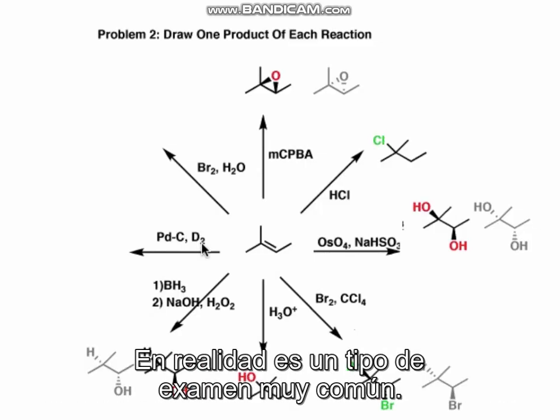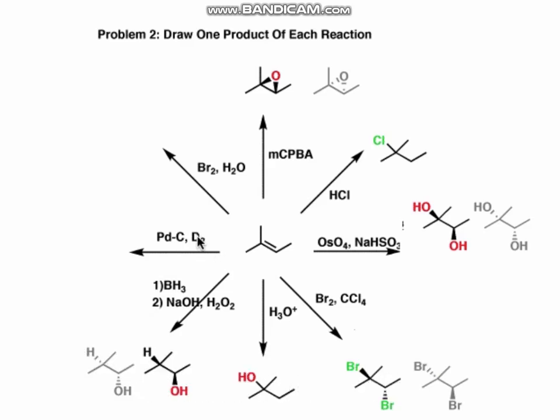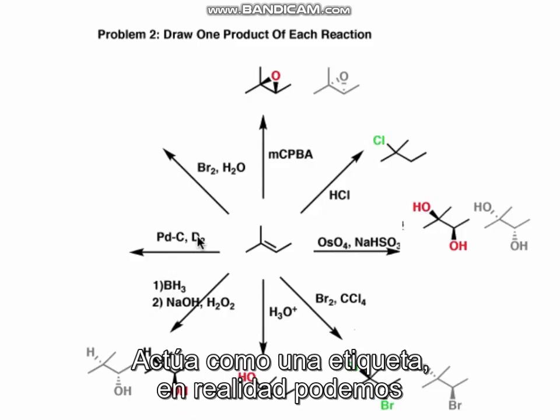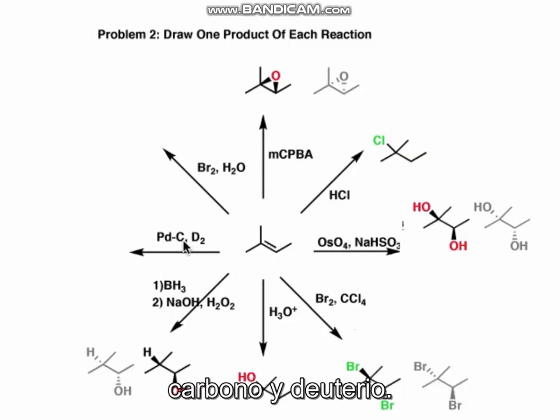And this is actually a very common type of exam question. Deuterium is the heavy isotope of hydrogen, so it behaves just like hydrogen in almost every respect. It acts like a label. We can actually detect the difference between hydrogen and deuterium if we're curious about this. So when we treat this alkene with palladium on carbon and deuterium, let's draw the products here.